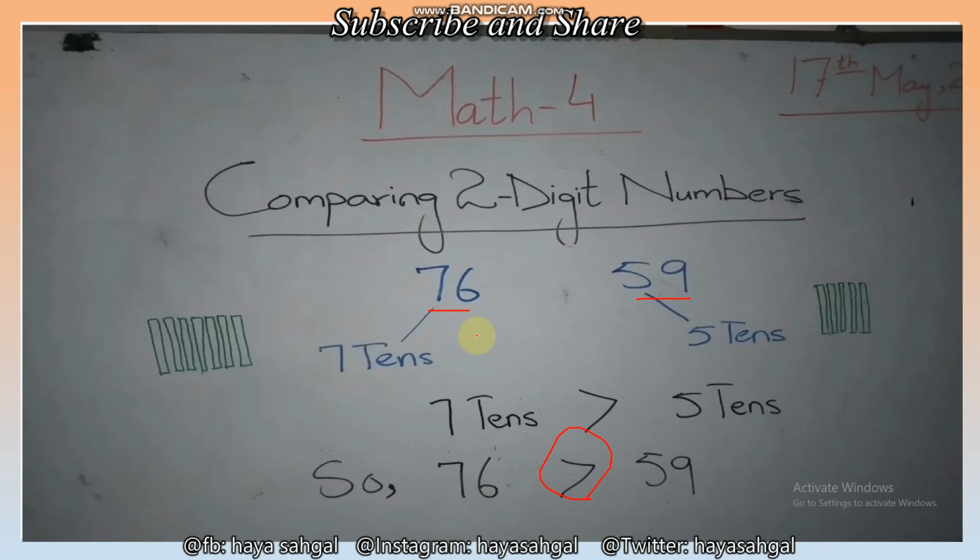Now suppose it is not a two-digit number, it is a three-digit number. That is, I have 1 over here, I have 2 over here. Then what to do? How to compare? Here I have 100, here I have 200. Which one is greater? Of course 200. So 259 will be greater than 176.